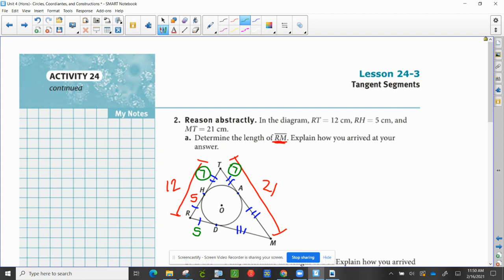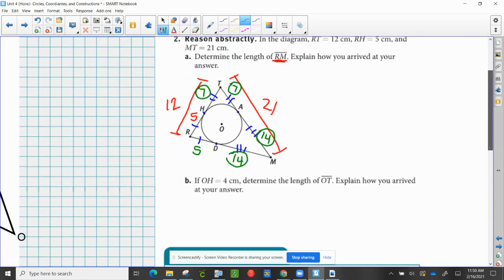Okay. Now, if this whole length, MT, is 21 and AT is 7, well, that makes AM 14, and that makes this segment 14. So now that we know all of our little segments, what's the length of RM? Well, 5 plus 14, RM is 19.